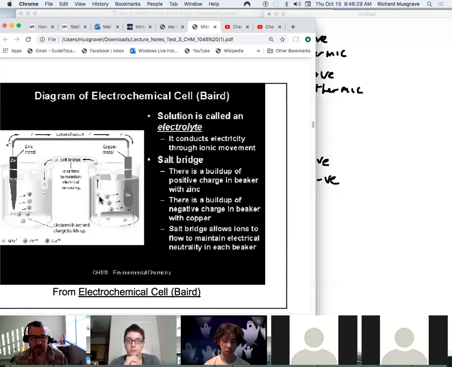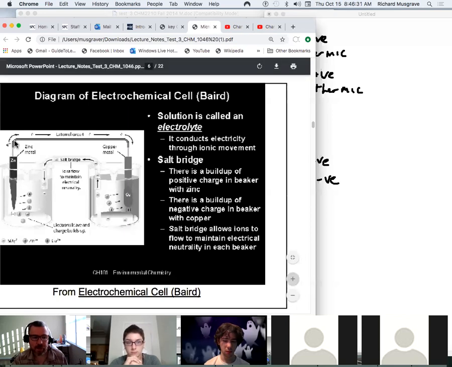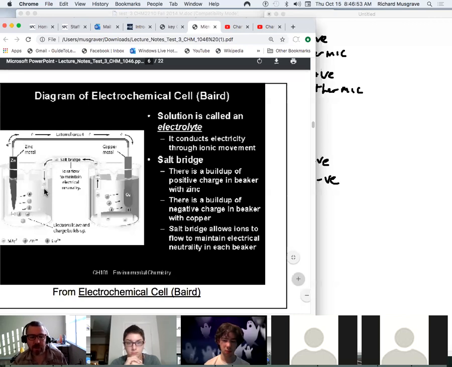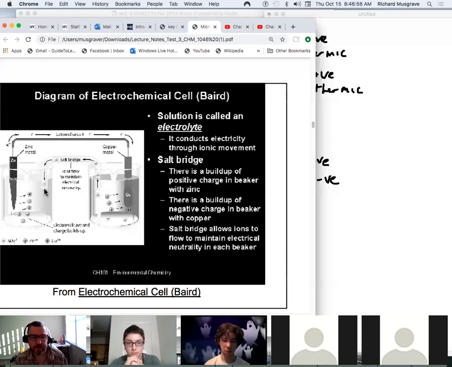Because if we didn't allow this, all we'd have would be electrons flowing through this wire, but no place for negative ions to go. So the negative ions flow in the opposite direction to where the electrons are flowing. The electrons flow through the wire, and the ions flow through the salt bridge. That's to maintain the electrical neutrality of the system. Does anybody have any questions?